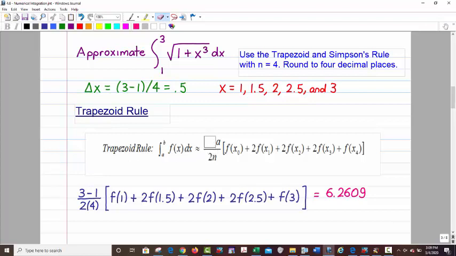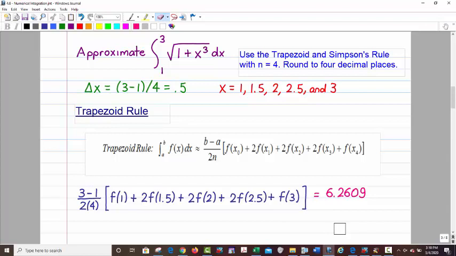So the formula is b minus a over 2n, 3 minus 1 over 2 times 4, and we have to evaluate this: f of 1, 2f of 1.5, 2f of 2, 2f of 2.5, and f of 3, and we'll add all those together. And you can do these individually, write them down, and add the numbers, but let me show you how to do these in a TI calculator where you can do the whole problem in one step.